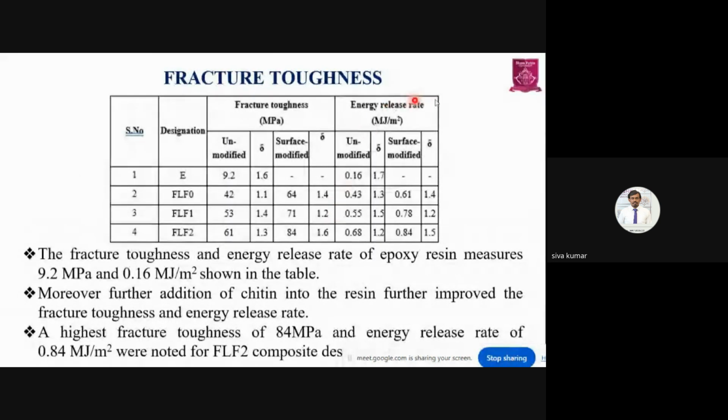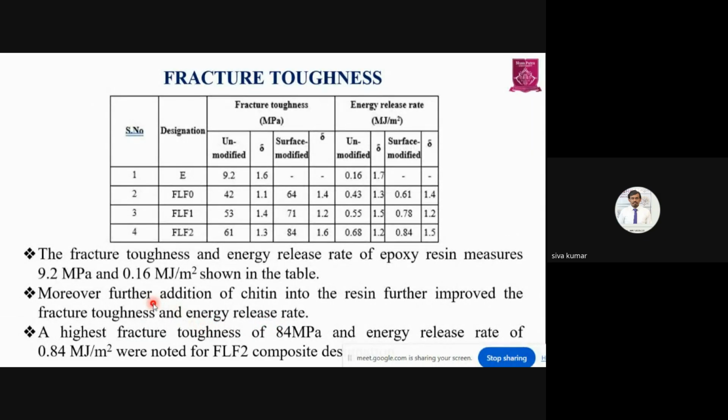And so these are some outcomes of fracture toughness, unmodified and surface modified, with fracture toughness in terms of megapascal and energy release rate in megajoules per meter squared. The fracture toughness and energy release rate of epoxy resin measured 9.2 megapascal and 0.16 megajoules per meter square. Further addition of chitin into the resin further improved fracture toughness and energy release rate.